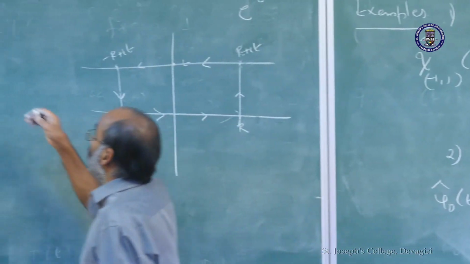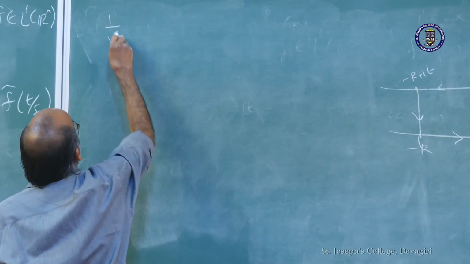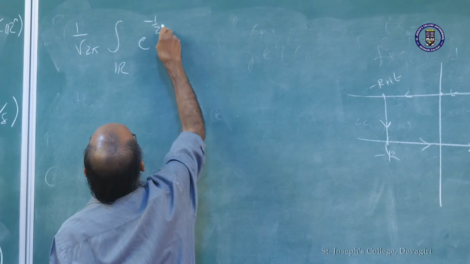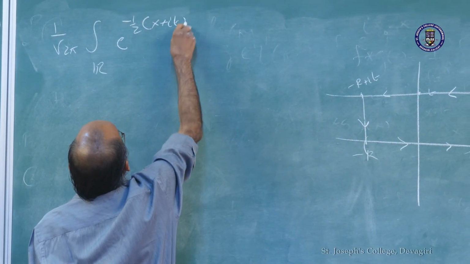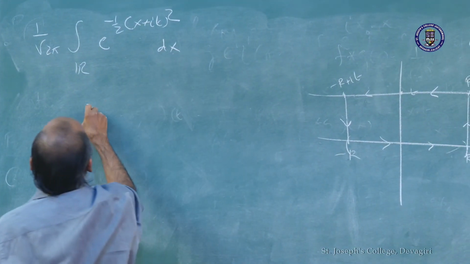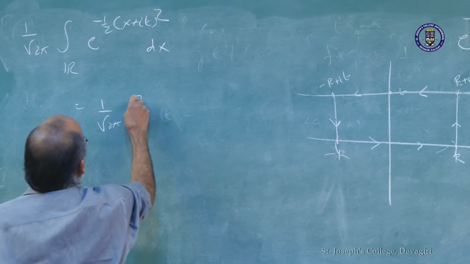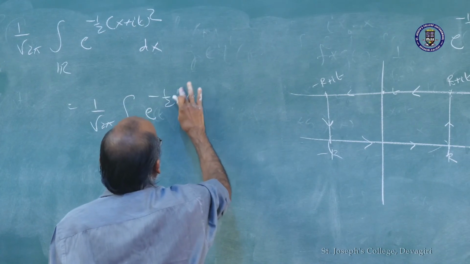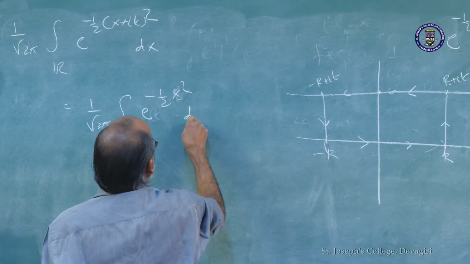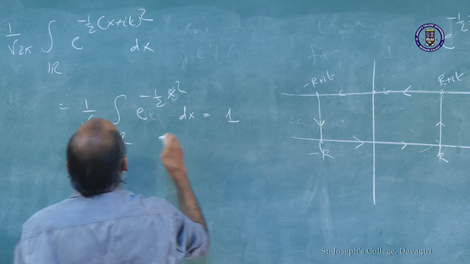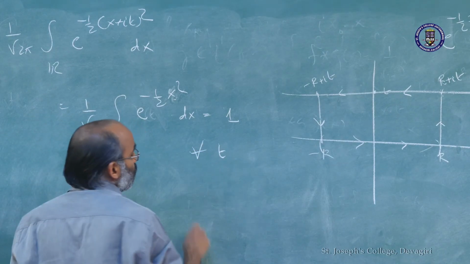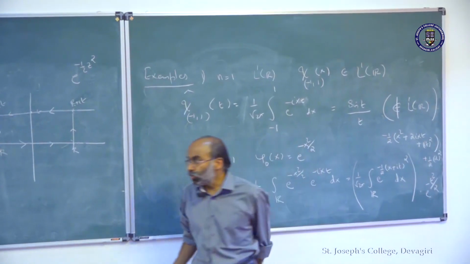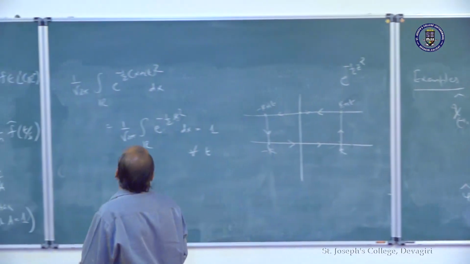So, you prove that 1 by root 2 pi integral over R of e to the minus half (x plus it) square dx is the same as 1 by root 2 pi integral over R of e to the minus half x square dx, which is 1. This is true for every t. So, this integral does not depend on t. That is one way of doing it.